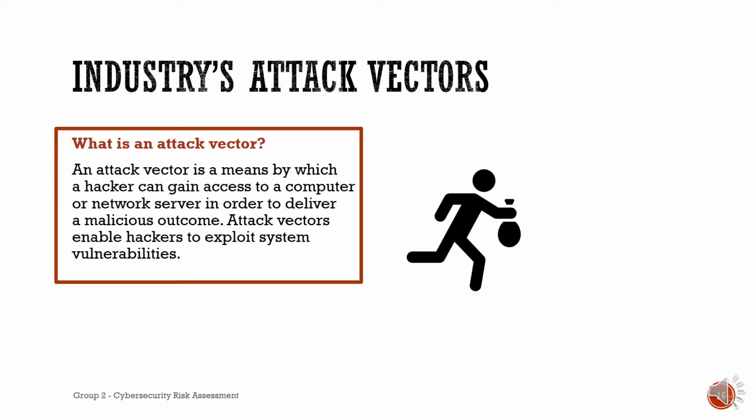An attack vector is a means by which a hacker can gain access to a computer or network server in order to deliver a malicious outcome. Attack vectors enable hackers to exploit system vulnerabilities. To some extent, firewall and antivirus software can block attack vectors, but no protection method is totally attack proof. A defense method that is effective today may not remain so for long because hackers are constantly updating attack vectors and seeking new ones in their quest to gain unauthorized access to computers and servers.